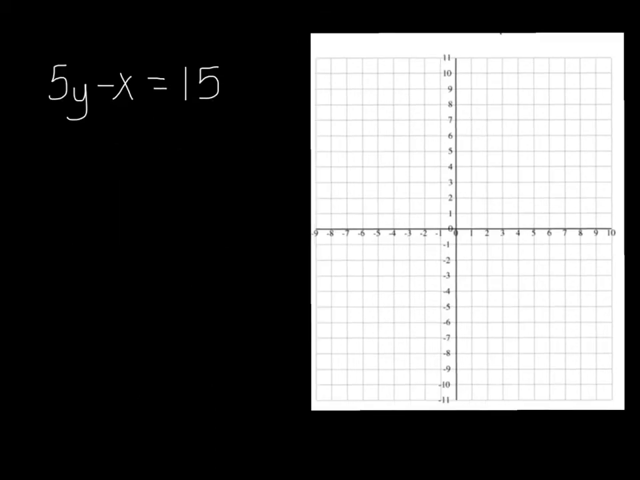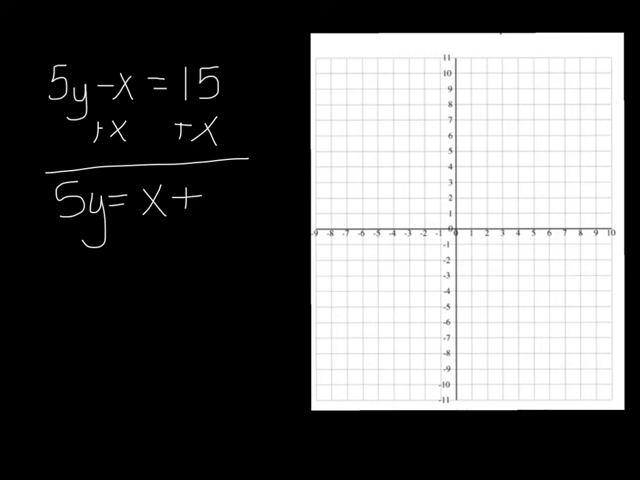All right, one last one here. Okay, once again, we want to move the x, so it's minus x, so we're going to plus x. So if the x is over on the left-hand side, that's the first thing we want to move. That gives me 5y is equal to x plus 15.